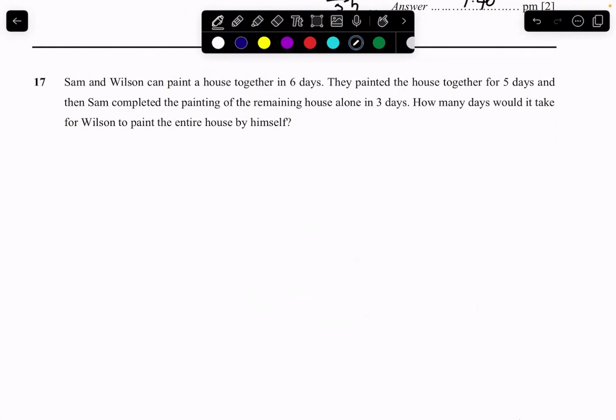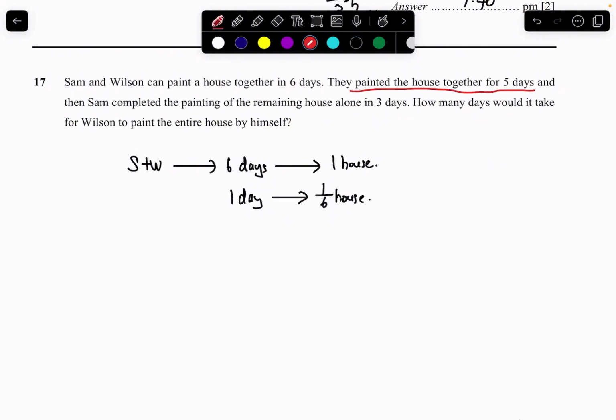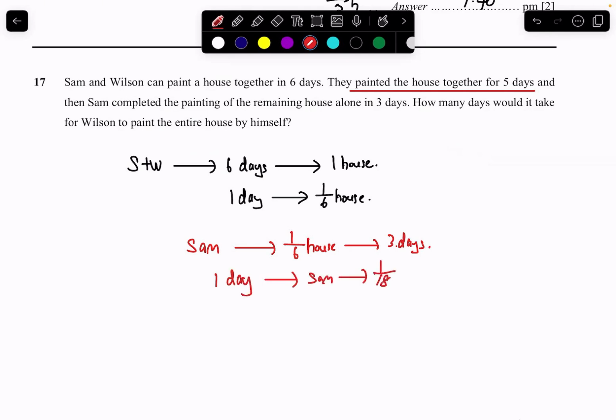This is very similar to the question above. Sam and Wilson can paint a house together in 6 days. So that means Sam plus Wilson, in 6 days, can paint one house. In one day, they will paint 1/6 of the house. They painted the house together for 5 days, so they have completed 5/6 of the house. They were left with 1/6 of the house. Then Wilson said, hey Sam, you do it yourself. Sam completed 1/6 of the house in 3 days. So in one day, Sam can only complete 1/18 of the house.